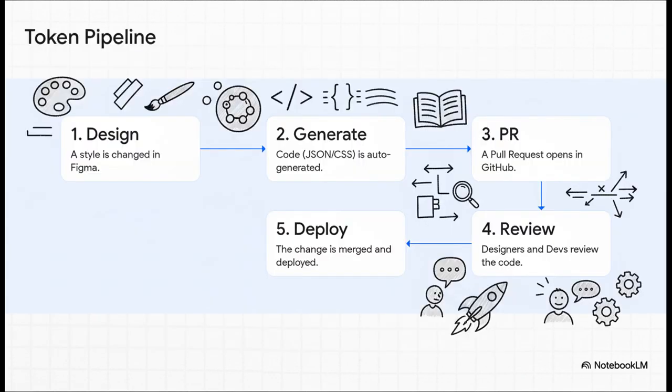Okay, and this is where it gets really cool, because the whole process becomes fully automated. Imagine a designer updates a color token in Figma. Instantly, tools generate the corresponding code, the JSON, the CSS, whatever you need.